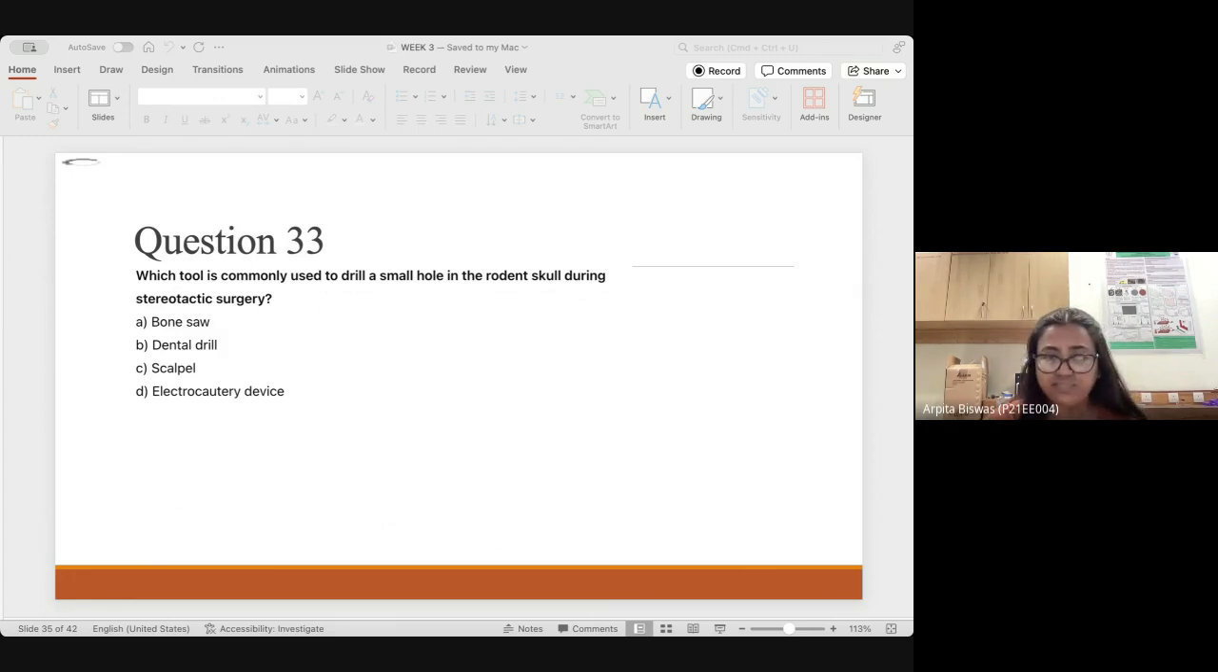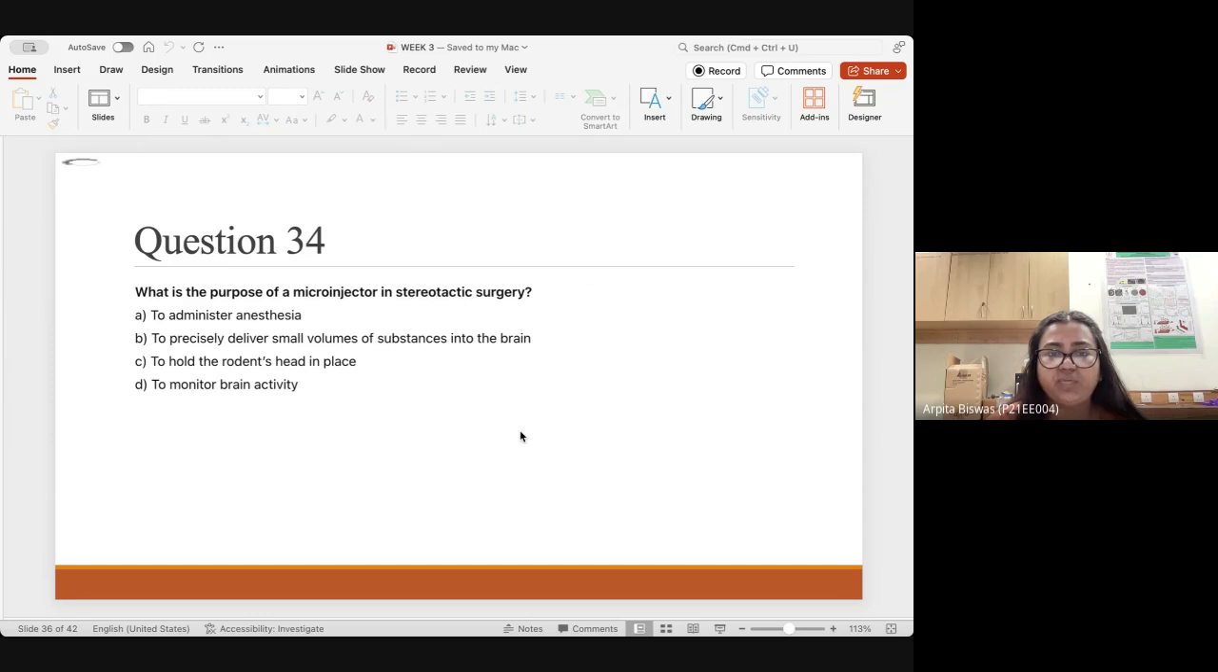Okay. Next, we move toward question number 34. What is the purpose of micro injector in stereotactic surgery? First option, to administer anesthesia. Second, to precisely deliver small volumes of substances into the brain. Third, to hold the rodent head in place. Or option D, to monitor the brain activity. So find out the right option.